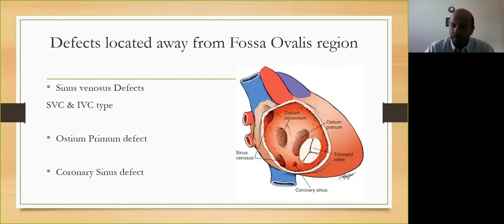Can you name that? A condition where unroofed coronary sinus is associated with a persistent LSVC to the roof of the LA. What is that? Raghib syndrome. That is correct. So that is Raghib syndrome, where the unroofed coronary sinus is associated with a persistent LSVC to the roof of the left atrium.